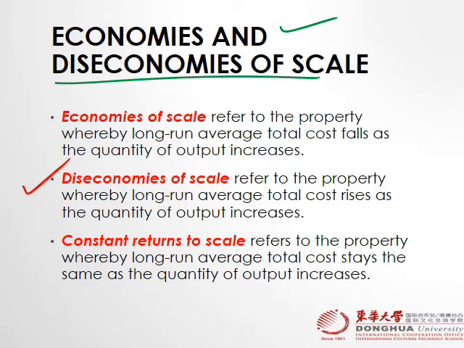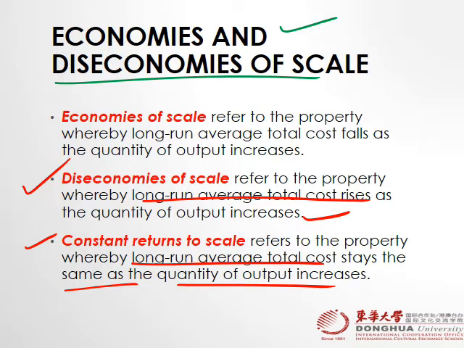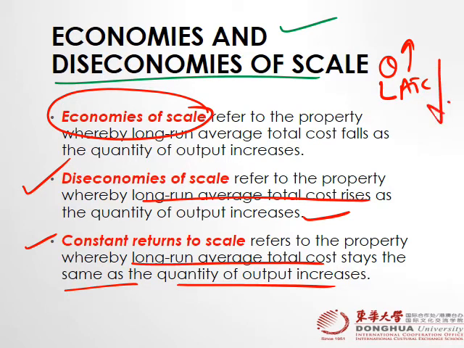And then diseconomies of scale is that property whereby long run average total cost rises as the quantity of output increases. And constant returns to scale is where long run average total cost stays the same as the output rises. So why is there the word economy of scale? That is the miracle of total cost, that if our output rises, our long run average total cost decreases. And that is a miracle. By producing more, your average total cost will be decreasing.